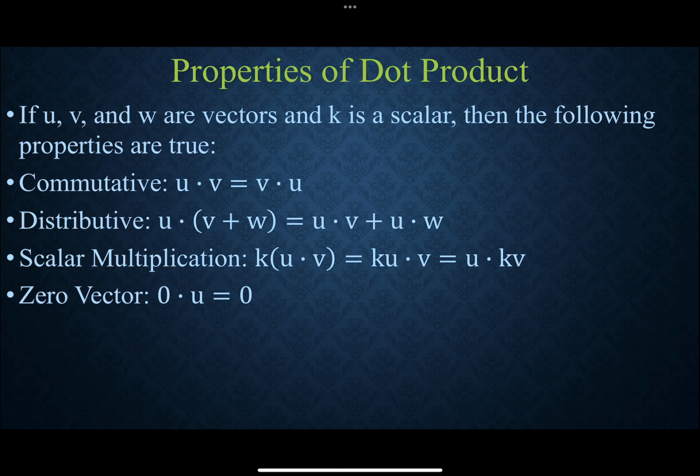So just a couple things. It is commutative. The order does not matter for your dot product. The distributive property does work. So if you're adding two vectors together and doing a U dot that sum, you could do two different dot products instead. Multiply the scalar. You could distribute the K to either U or V for the dot product. Doesn't matter. Just make sure you don't do it to both. And obviously a 0 vector times any vector gives you just simply 0.